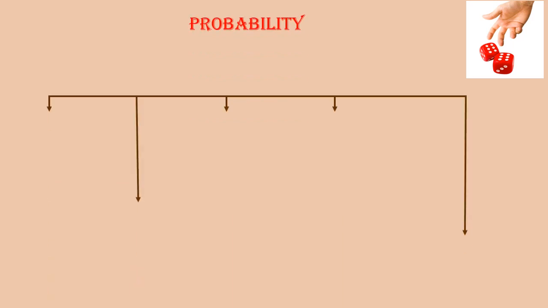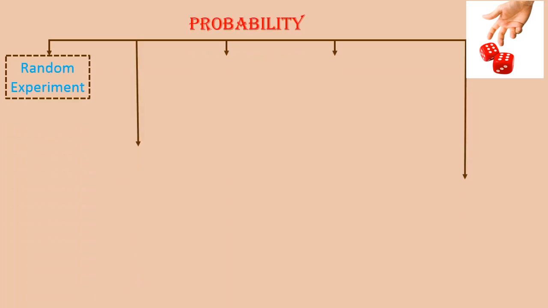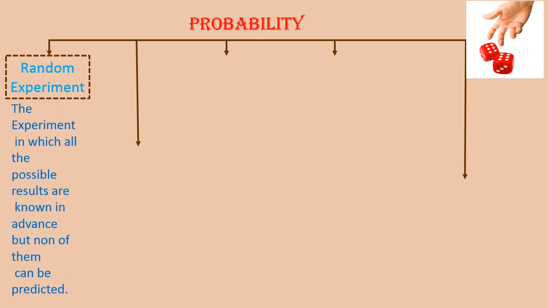The last chapter, probability. We have a random experiment, meaning whenever you play a game, all the possible results are known in advance, but you cannot predict what the next result will be. That is called a random experiment. Then outcome: whatever results come during the random experiment are called outcomes.